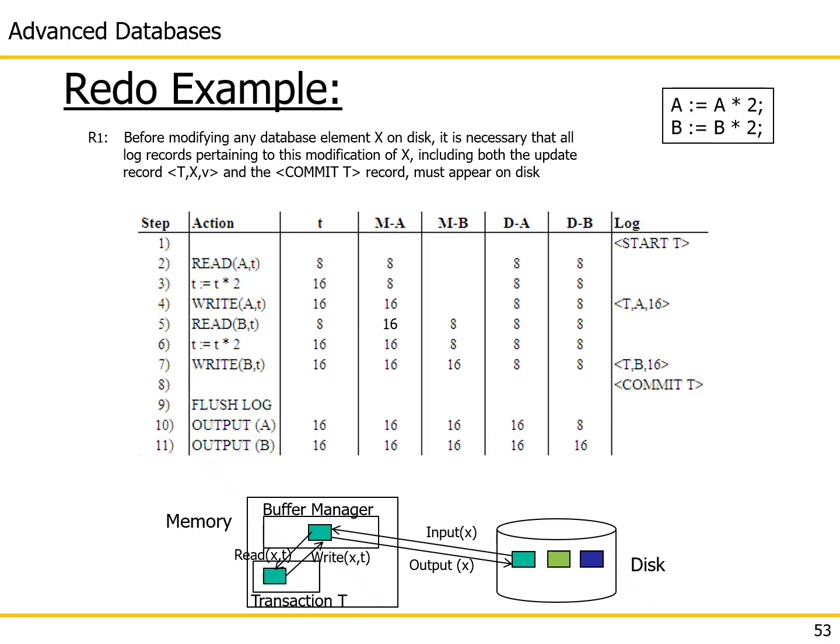Okay? So the same example we looked at before. What we're doing here, again, we have a flush log at line number 9 to make sure that we send the log to the disk. But notice that if we issue a flush log, this means nothing else is remaining except the output. And I'm going to send the log with all its details, including what was happening to individual records, as well as the commit, before I start doing any output.